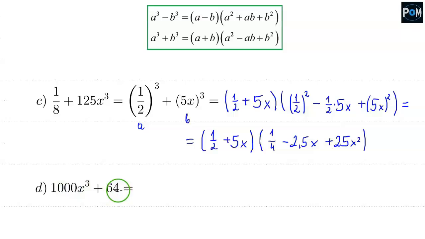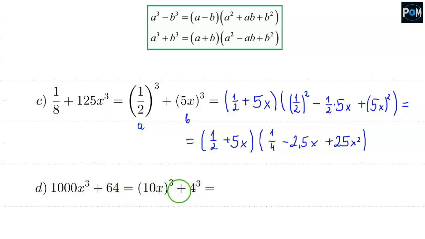In this example, we need to find cubes again. The expression 1000x to the power of 3 is equal to 10 to the power of 3, because the cube works on 10 and gives 1000. Cubing works on x as well, so it gives x cubed. The cube of this expression is this. And the number 64 is equal to 4 cubed. 4 to the power of 3 gives us 64.